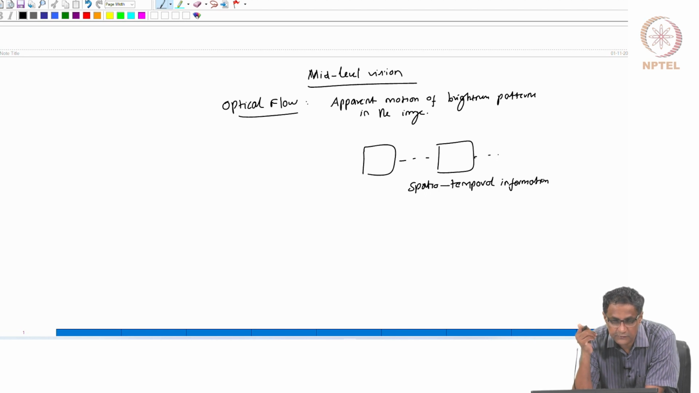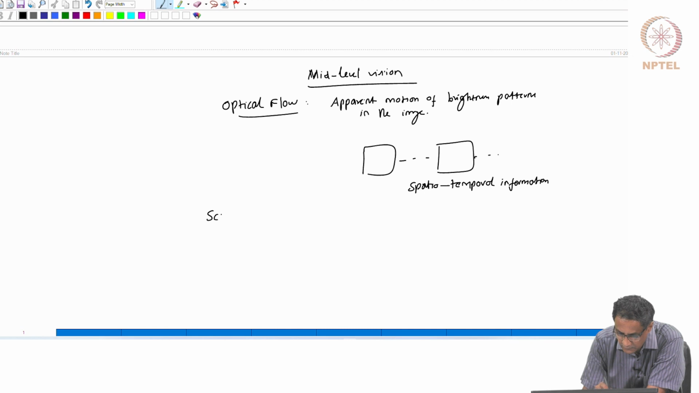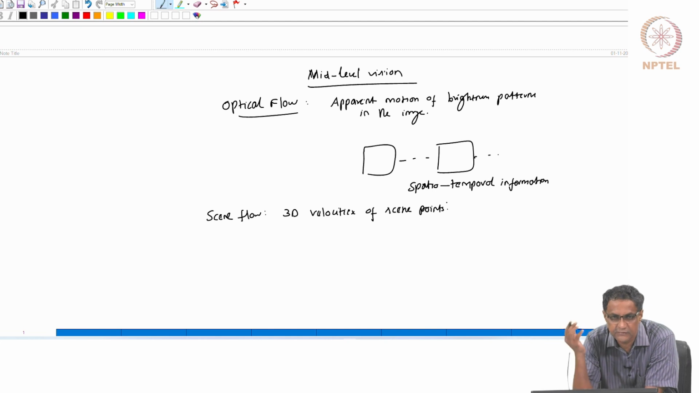Typically, look at a scene where there is an object, the camera is imaging this object, and the object is moving. The motion of the object itself is called scene flow, as opposed to optical flow. You can also call it scene motion. This refers to 3D velocities of scene points. It's like the actual motion of points in the 3D world. That's what we mean by scene flow.